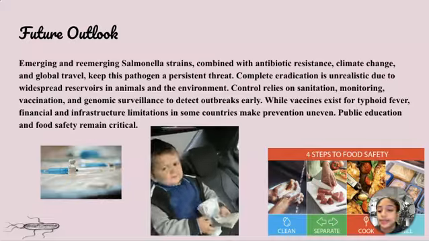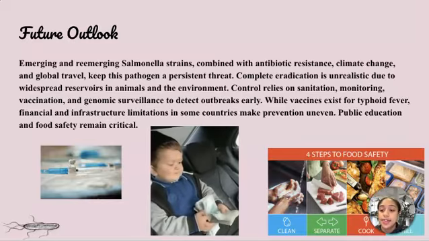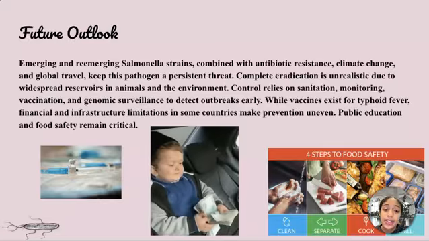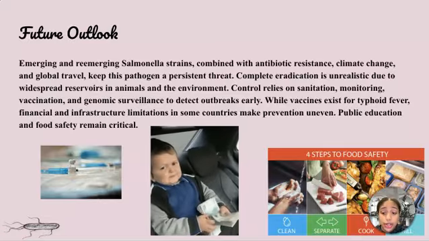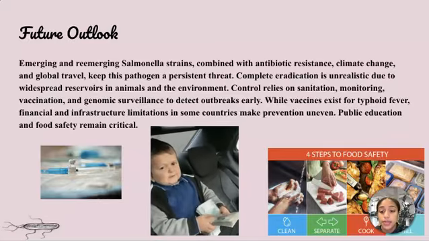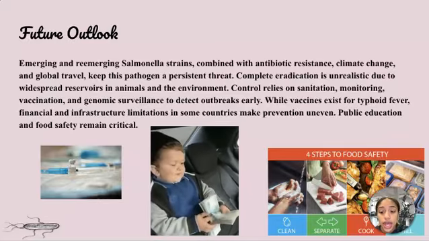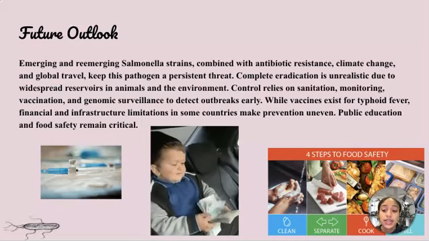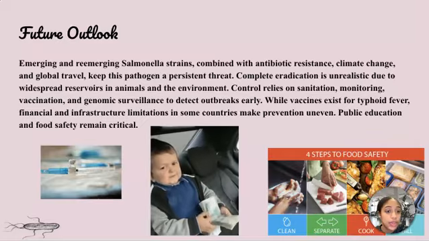Future outlook. Because Salmonella is found in so many animal reservoirs, completely eliminating it is impossible. Antibiotic resistance is increasing, especially in typhi. Future control depends on better sanitation, strong outbreak surveillance, vaccines, and genomic monitoring to trace contamination sources a lot quicker than we can right now.